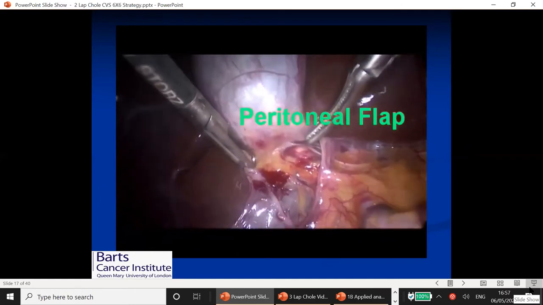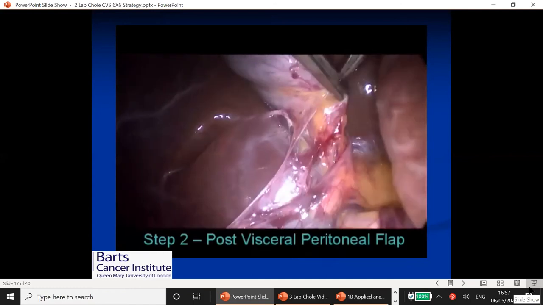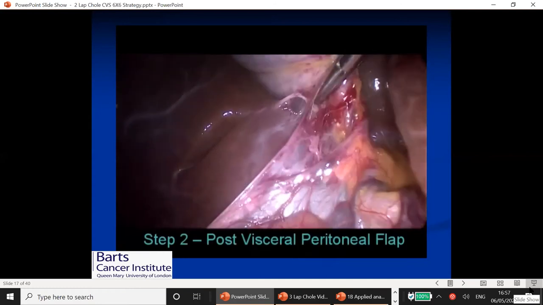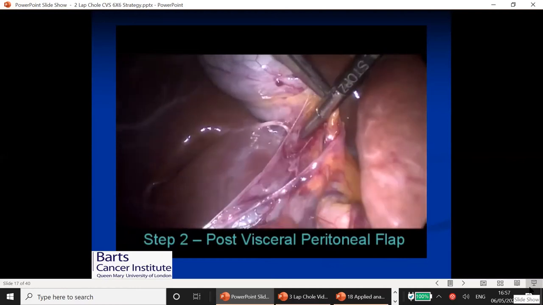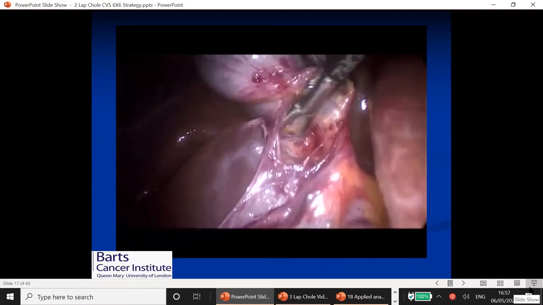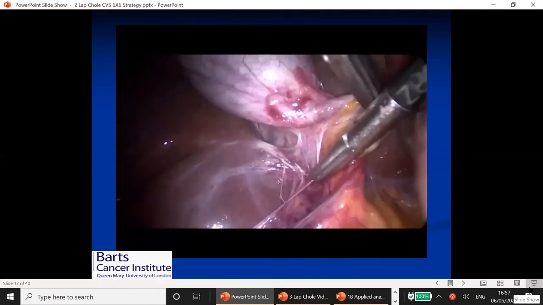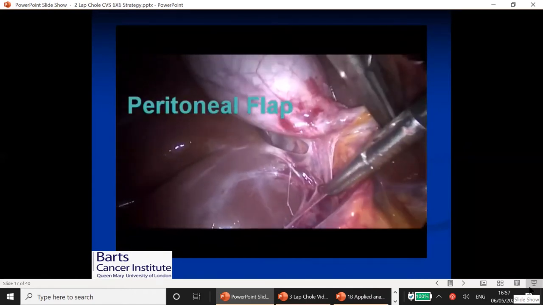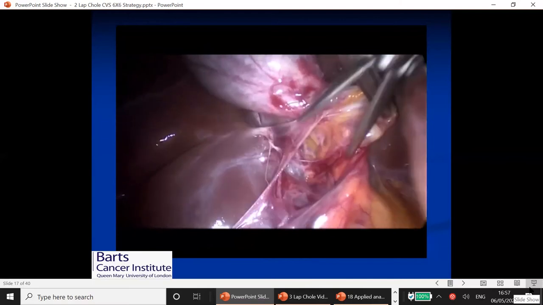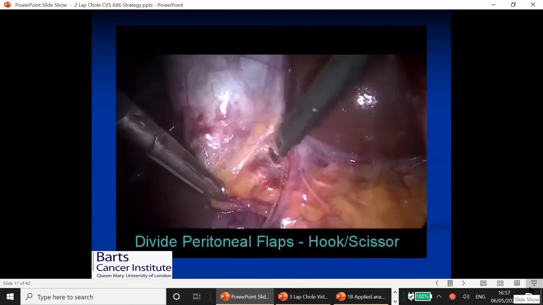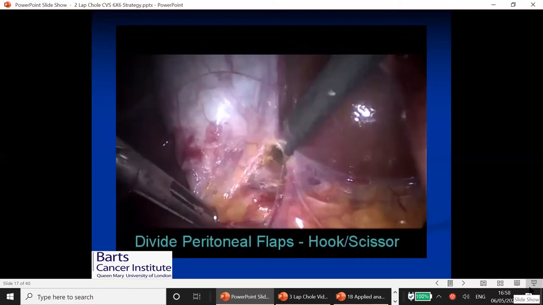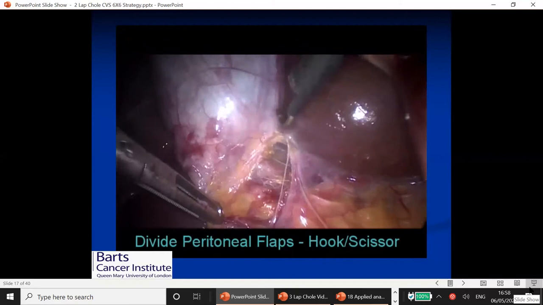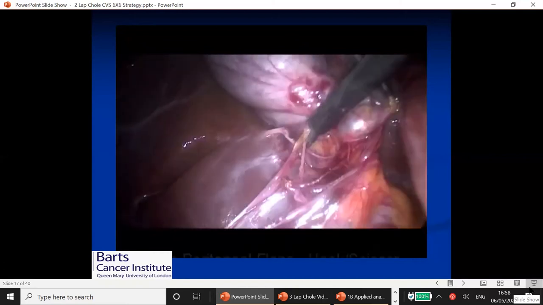So the second step is you're simply dissecting the visceral peritoneum that is covering the calyx triangle, both anteriorly and posteriorly. Don't be too tempted to dive into the triangle to go behind the cystic duct and cystic artery. Just simply peel off the visceral peritoneum, anteriorly and posteriorly, and then you can divide. Now, as you can see, the hook is not in contact with tissue underneath, so there won't be any heat conduction in the inferior aspect of the hook.